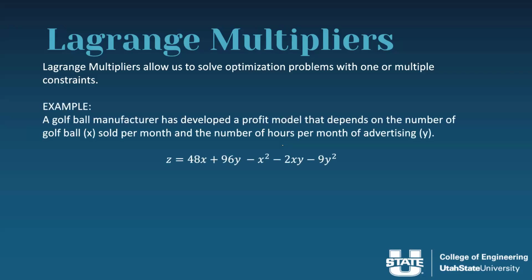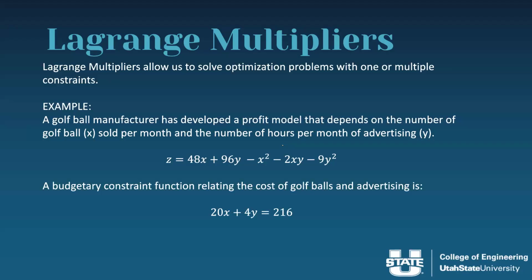So we are going to do an example with Lagrange multipliers where we are going to do with golf balls. And if you guys look in OpenStax, this is actually in OpenStax and it goes into deep depth on this specific problem, if you guys want to look at it later. So this is going to be our example. A golf ball manufacturer has developed a profit model that depends on the number of golf balls x sold per month and the number of hours per month of advertising y.